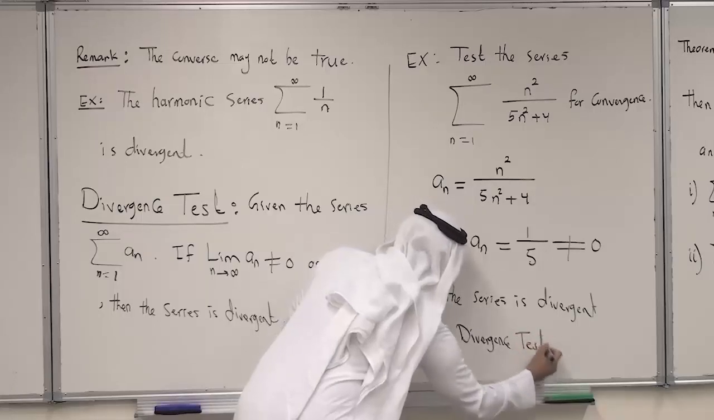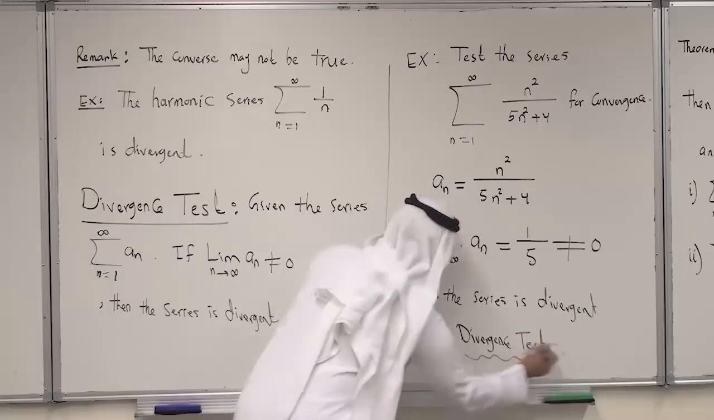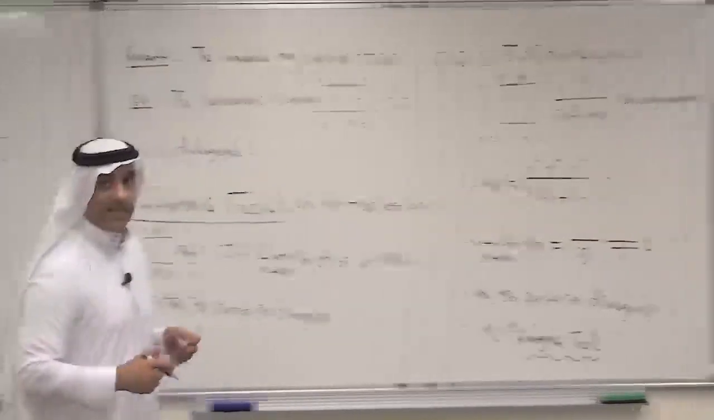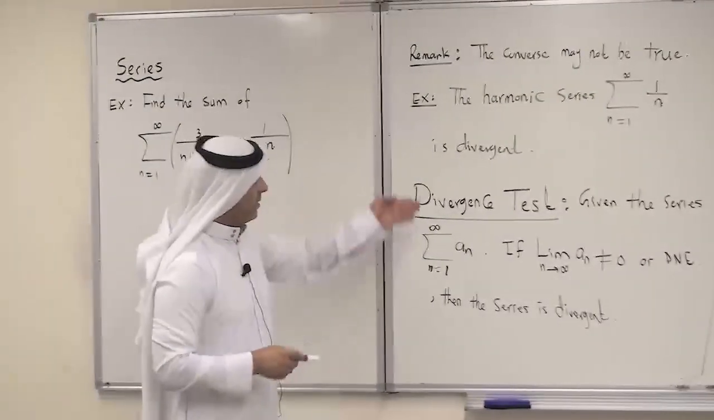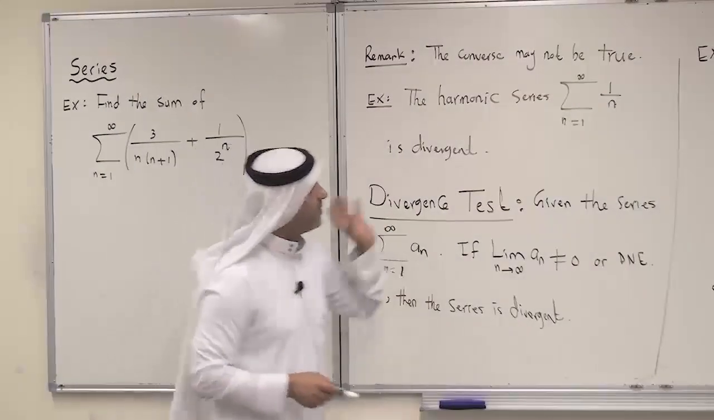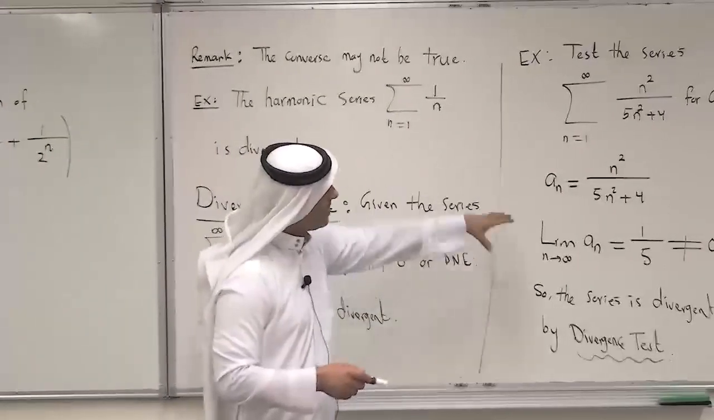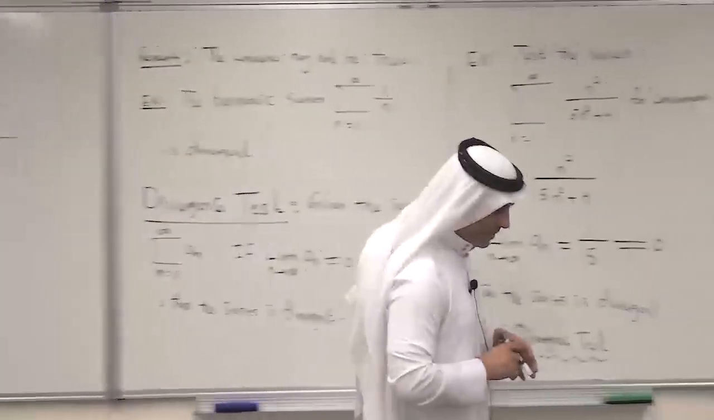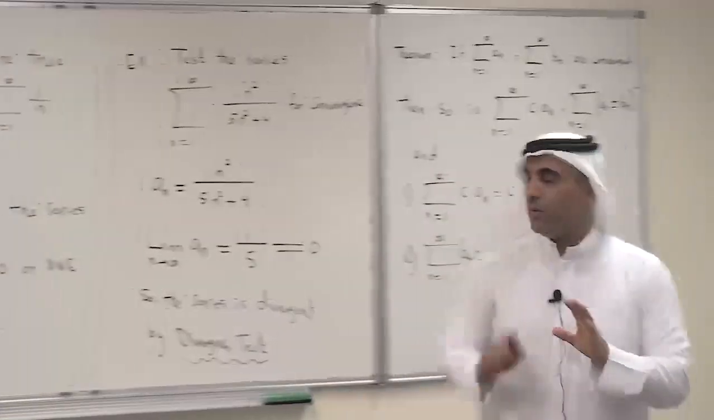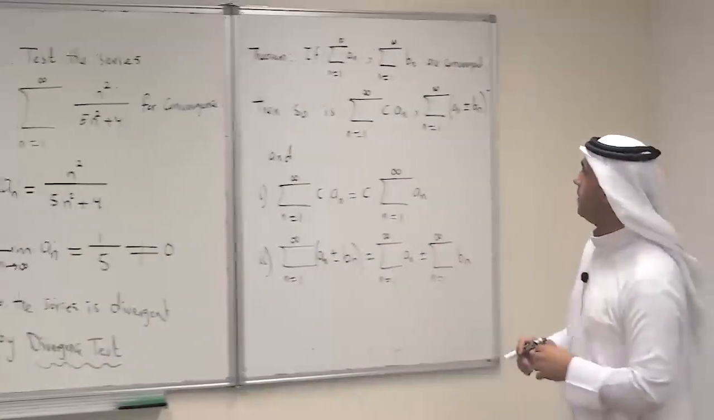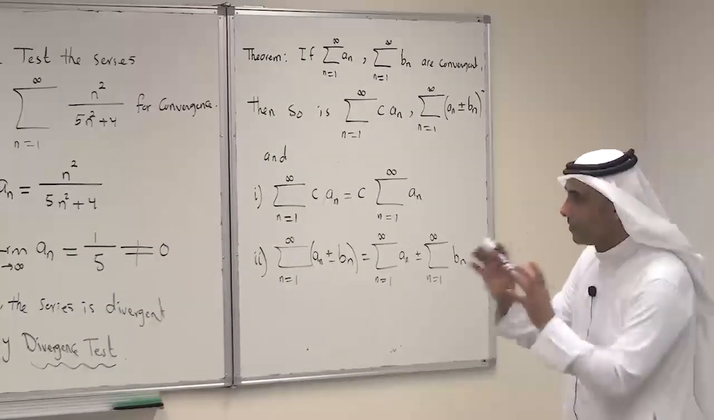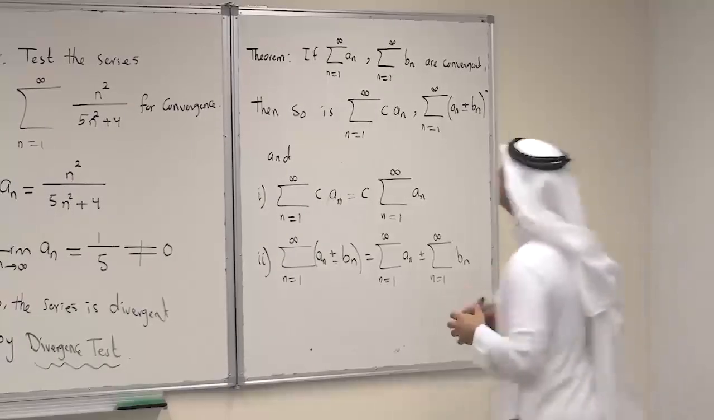Divergent test. This is the reason why it is divergent, because the limit of the an is not going to 0. This is one application for the divergence test: you always check the nth term. If it doesn't go to 0, you directly say the series is divergent. We conclude this talk about series, or infinite series, for this specific part about the properties of infinite series.